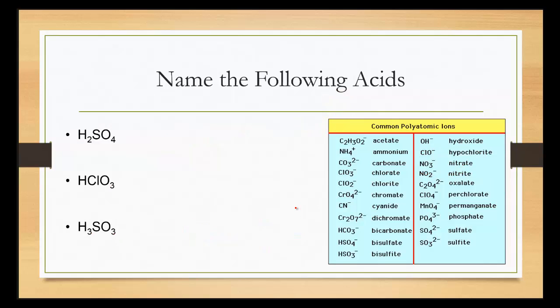Let's try another one. SO4 is sulfate. It's right here. It ends in ate, so ate becomes ic. So sulfate is sulfuric. Yes, I realize that it added a little bit there, that's just something you're going to have to remember with sulfate.